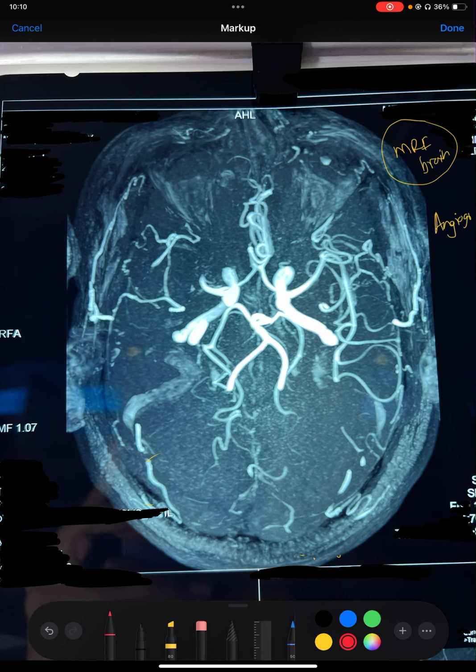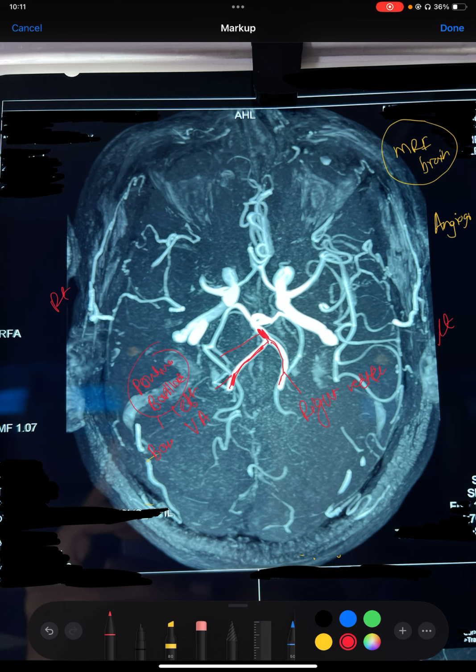What we can see here is the vertebral artery. This is definitely the right side, and this is the left side. So this is the left vertebral artery, and this is the right vertebral artery. These two arteries join and form the basilar artery, as it is found at the base of the pons.